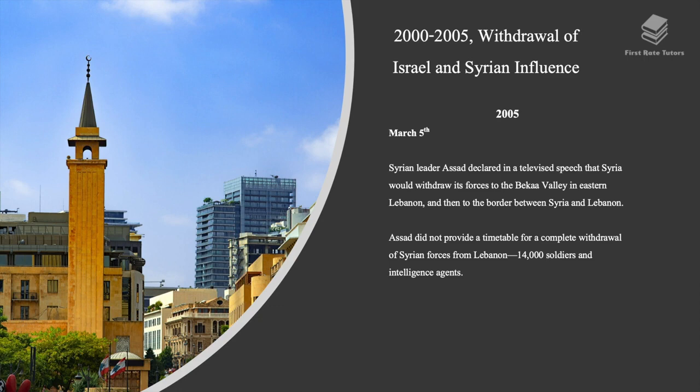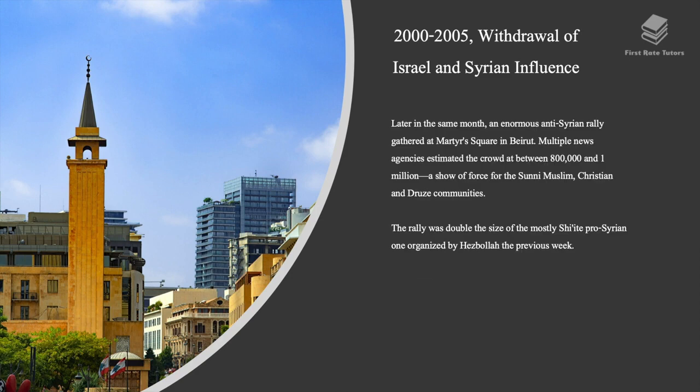Assad did not provide a timetable for a complete withdrawal of Syrian forces from Lebanon, 14,000 soldiers and intelligence agents. Later in the same month, an enormous anti-Syrian rally gathered at Martyrs Square in Beirut. Multiple news agencies estimated the crowd at between 800,000 and 1 million, a show of force for the Sunni Muslim, Christian and Druze communities. The rally was double the size of the mostly Shiite pro-Syrian one organized by Hezbollah the previous week.